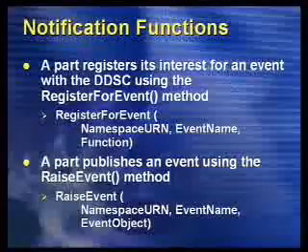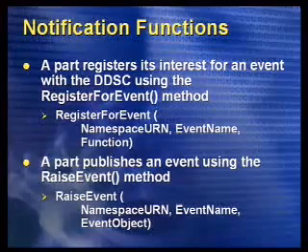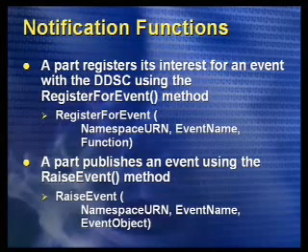So let's talk about the notification functions. Before I do my demo, I just want to give you a bit of background of what we're doing. A part registers its interest for an event with the DDSC using the register for event method. There are three parameters that this method takes: the namespace URN, which uniquely identifies the event, the event name, and a callback function that you want to call when this event occurs.